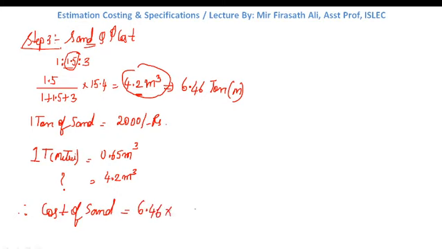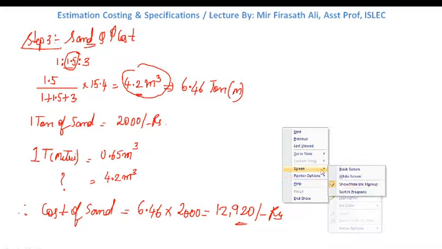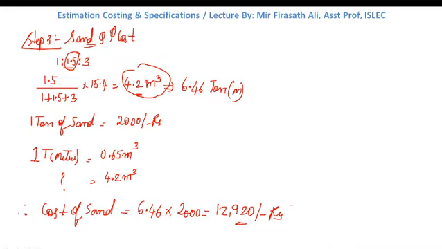6.46 metric ton into 2000 rupees. The value will be approximately equal to 12,920 rupees. This is nothing but the cost of sand required to us. This is our step 3. After doing step 3 and calculating, let us say the cost is B. Earlier the cost of cement was A, now we will term this as B.